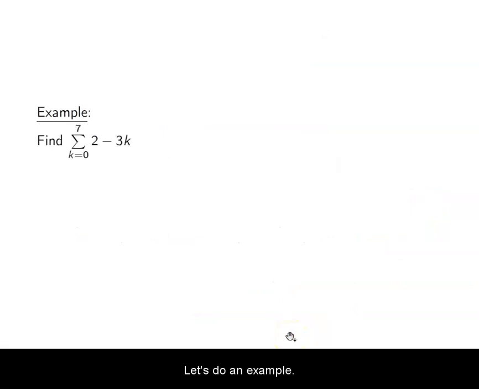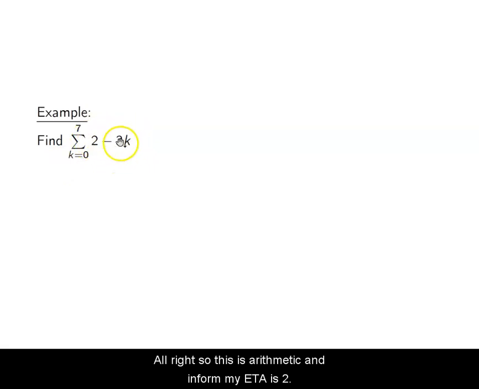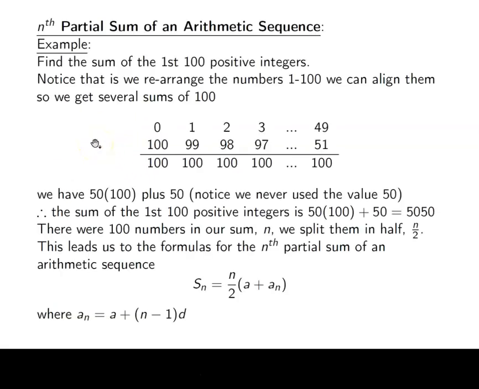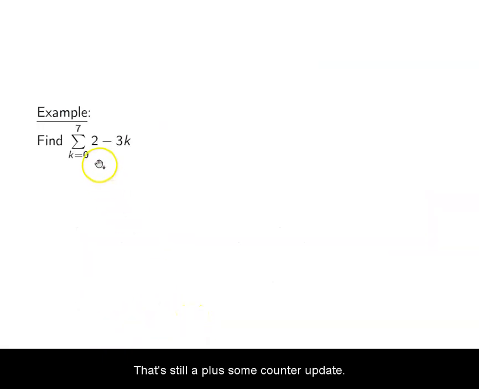So let's do an example. Let's take a summation. One way to do this would be to take a sequence and then add them together. But let's say that this is how we added them together. In this case, instead of d, I'm using k for my counter. So this is arithmetic in form. My a is 2. So it's still a plus some counter times d. So this is still arithmetic. Starting value is 2, and then I'm adding -3 each time.